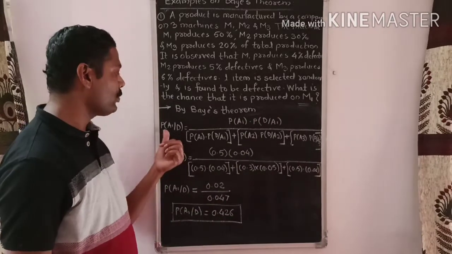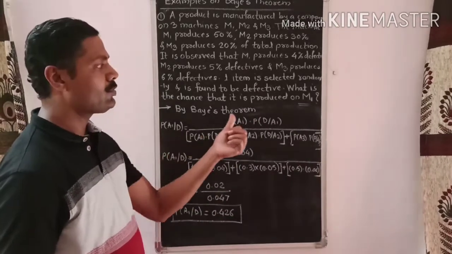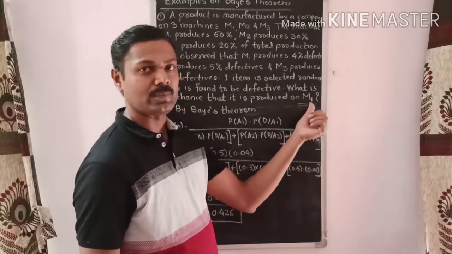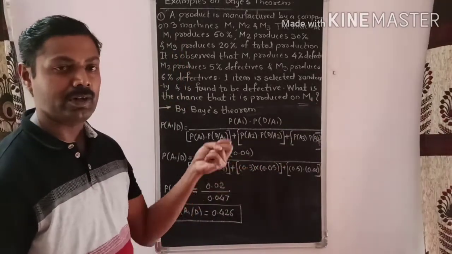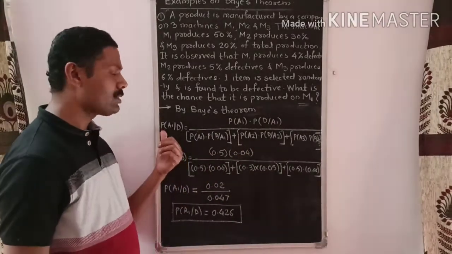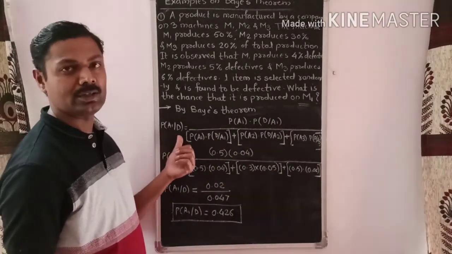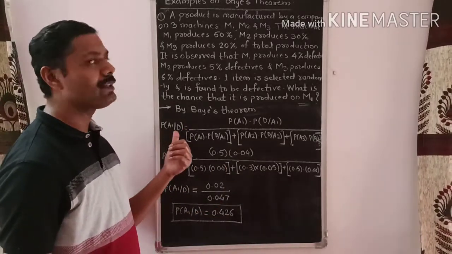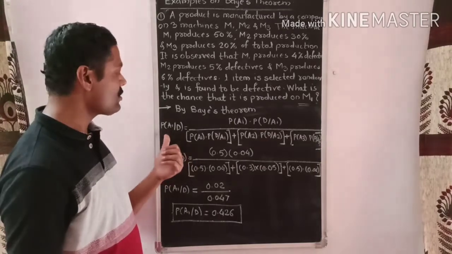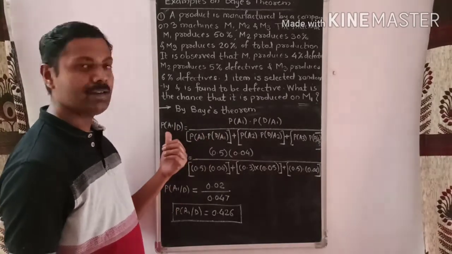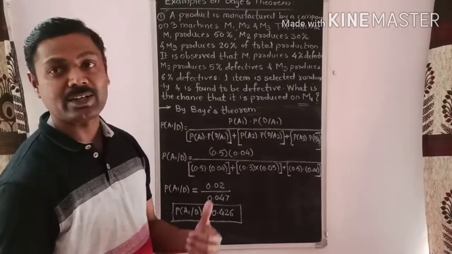Why are we using P of A1 upon D? Because we have to find the product produced on machine M1. Suppose we have to find the product produced on machine M2, then use P of A2 upon D. If it is produced on machine M3, use P of A3 upon D. Just replace A1, A2 and A3 according to the requirement.